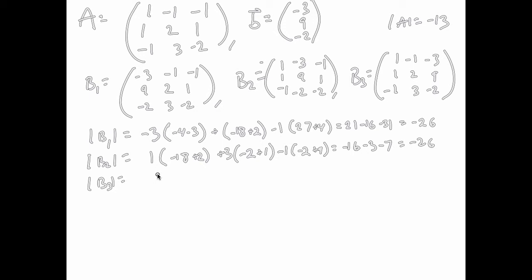Looks good. And then finally, B3, same first row again. That's 1 times negative 4 minus 27. Switch the sign here. Plus 1 times negative 2 plus 9. And then keep the sign over here. Negative 3 times negative 2 plus 9. And that's going to equal negative 31 minus, plus 7 minus 21. That makes negative 52 plus 7 is, wait, did I miss something here? Hold on a second.